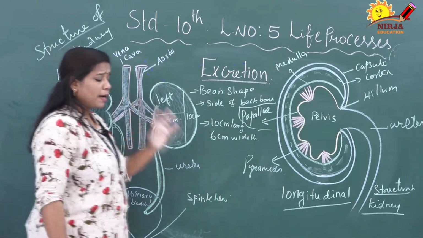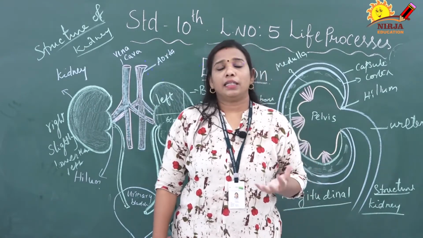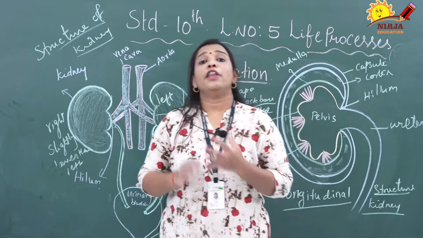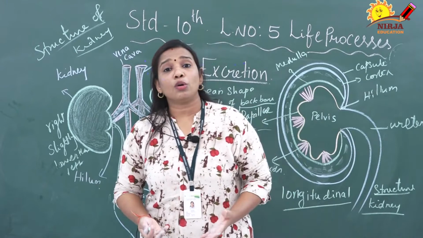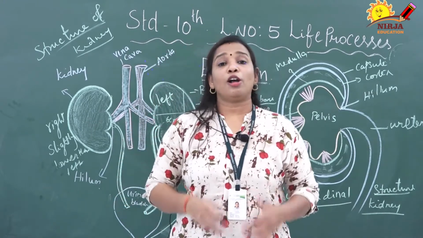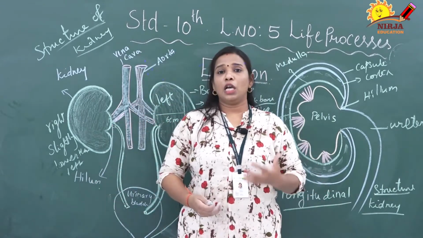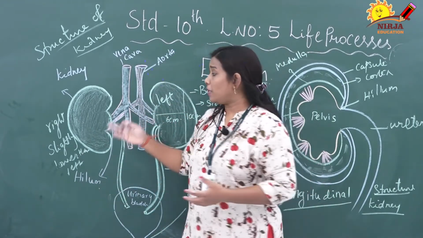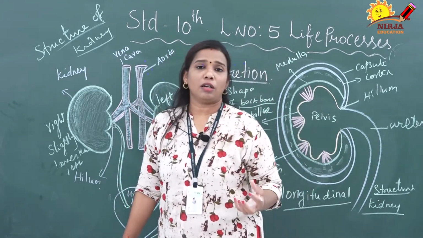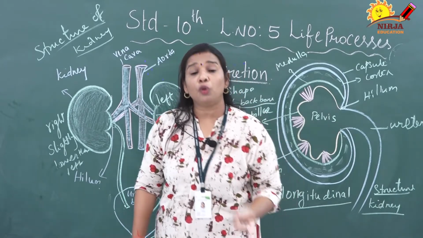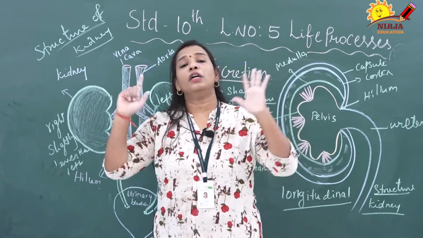Now, what is the kidney made up of? The kidney is made up of kidney cells. The kidney cells are called nephron, also called renal tubules, kidney tubules, or uriniferous tubules. These are different names for the kidney cells. Each organ is made up of cells. Same like that, the kidney is also made up of cells. Those cells are called nephron, also called uriniferous tubule, renal tubule or kidney tubule.